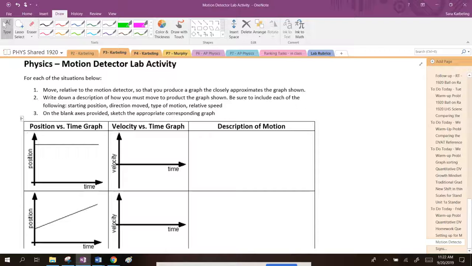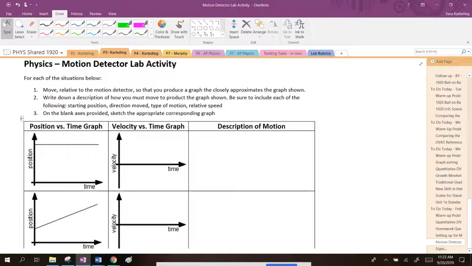So the game is that you're going to set this up, and I'll show you how to set it up. You're going to move relative to the motion detector so that you produce a graph that closely approximates the graphs that are shown. So when you're doing that, it will bounce off of your clothing, but because your clothing isn't completely flat, it sometimes comes up with bad data. So I'm going to have you grab a whiteboard, and you'll hold the whiteboard in front of you, and then it'll get a much better signal. Okay? So I just want to let you know that.